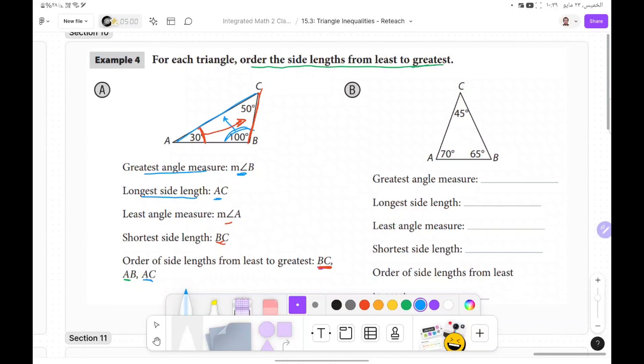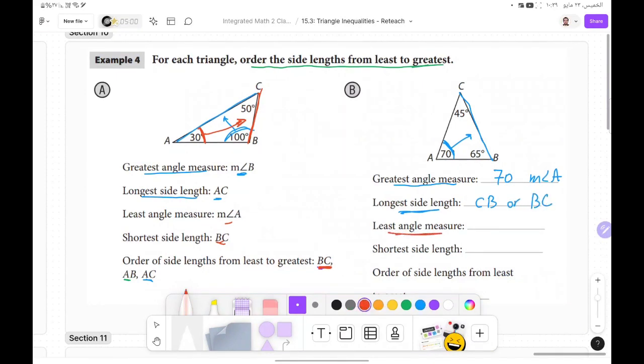Now let's do the second triangle here. Let's focus on when the question says greatest angle measure. The greatest angle measure is 70. Which side is opposite to 70? Side CB or BC. Here it's asking for the side, not the angle. So the greatest angle measure is angle A, and the longest side is CB or BC.